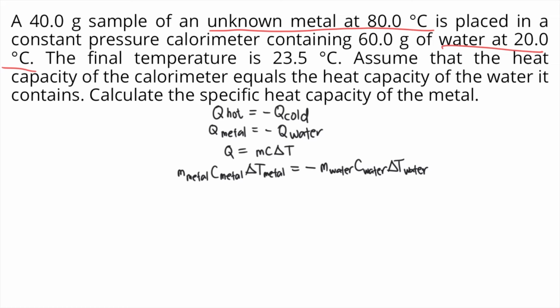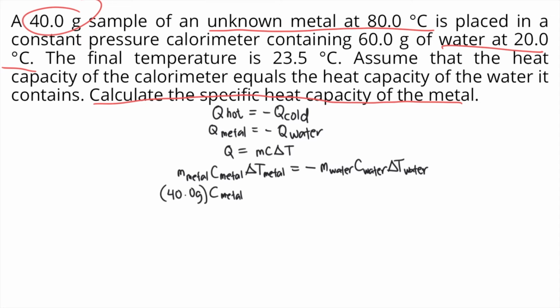Okay, now all we have to do is substitute the values given in the problem. Let's start with the left side. The mass of the metal is 40 grams, so that's 40.0 grams times C of metal. We don't know that because we're looking for the C of metal. It says calculate the specific heat capacity of the metal, so it's unknown. So just write C of metal times the change in temperature of the metal.